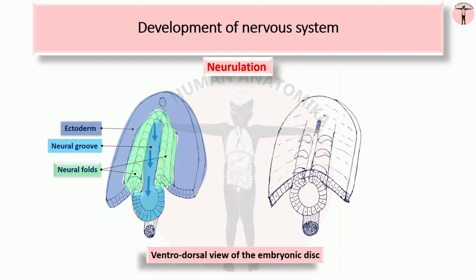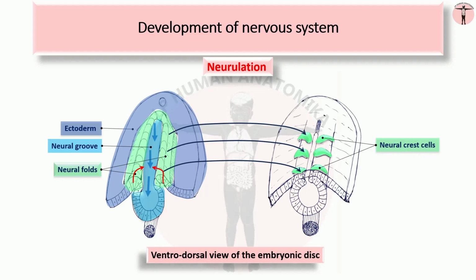The neural folds start approximating each other. Just before fusion of the neural folds, an area of cells on the crest of each of the neural folds get separated from the ectoderm. These are called neural crest cells. They form islands of cells within the mesoderm and surround the neural tube.